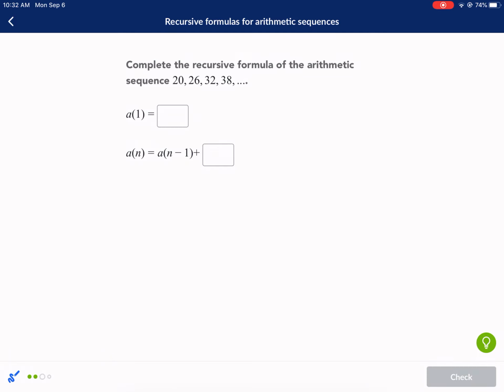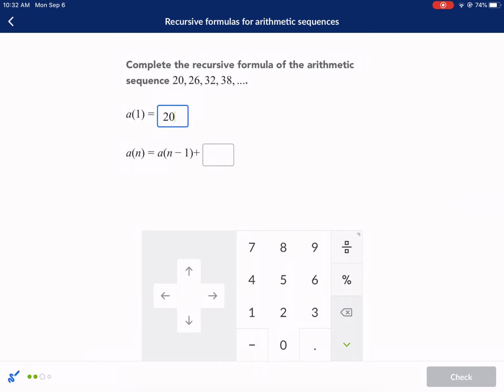Recursive formula. Number 3: 20, 26, 32, 38. What's the first term? I hope we can see that now. First term is 20. What are we adding each time to the previous term?